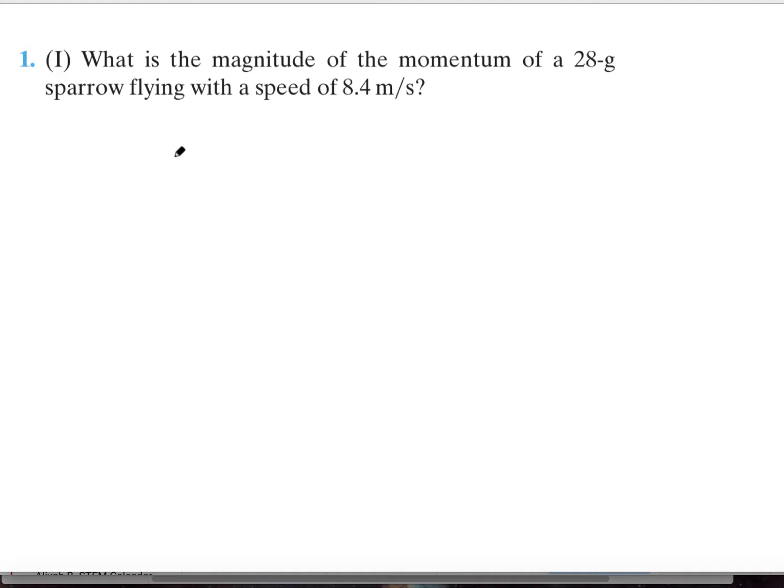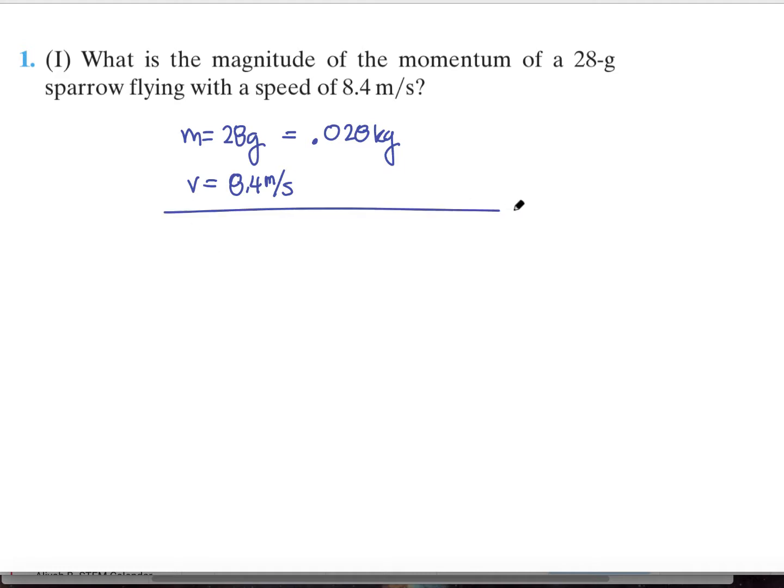And the very first question is a straightforward one, just to calculate the magnitude of the momentum of a 28-gram sparrow. So, while it is perfectly okay, technically, to use a mass that is in grams, most of the time in this unit, we are going to want to convert this to kilograms. So I'm going to go ahead and do that, dividing by 1,000. 28 grams is identical to 0.028 kilograms. Then the velocity, or really the speed, since we're not sure about the direction, is 8.4 meters per second.